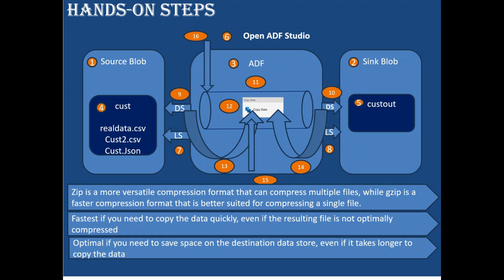If it is optimal, meaning you need to save space on the destination data store and you worry about the storage, then we need to go for the optimal. Even if it takes longer to copy, there is no problem. So as we are going to deal with gzip and zip, for gzip I'll show you fastest, optimal, and for the other one I'll show the other options. Both we are going to cover in our scenario.